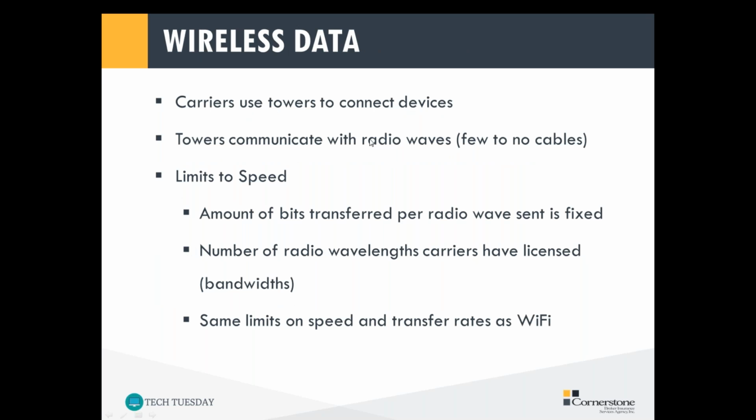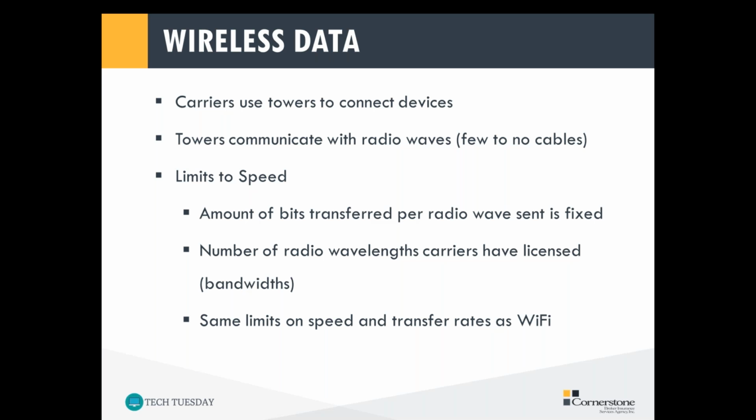That is very different when it comes to mobile computing. Carriers use radio towers to connect devices. So if you're on Verizon or Sprint or AT&T, when you try to connect to the internet, you're actually connecting through wireless signals. You're not actually hitting a wired line for your data. Because the towers communicate with radio waves and few to no cables, there are severe limits to speed, and you can't charge for speed like an ISP would.